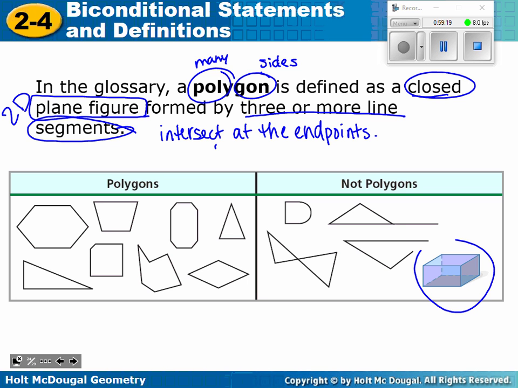This one's pretty obvious. It's 3-dimensional. This one's not closed. This is not intersecting at the endpoint. This does not have all segments. It's got curves. This one, it's because it's 2 polygons put together. It's not just one polygon. They're intersecting at points on those segments instead of just the endpoints.